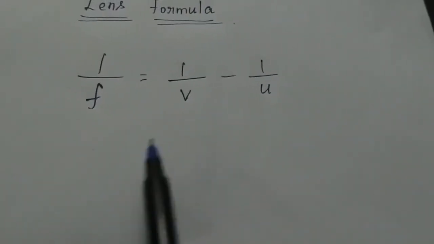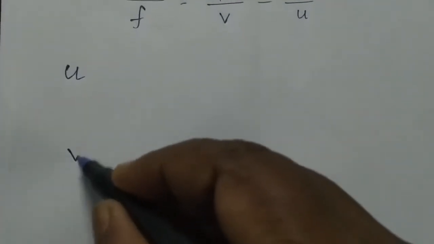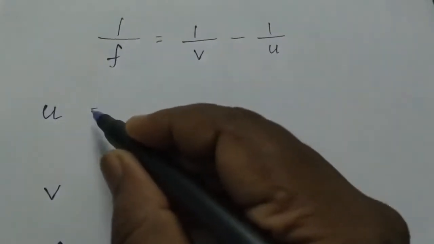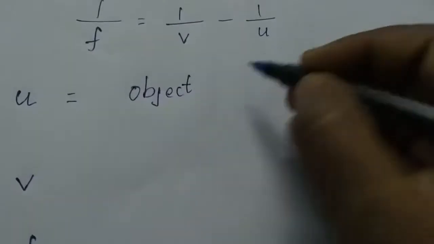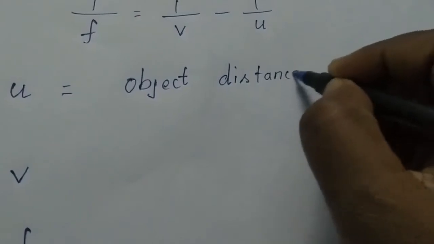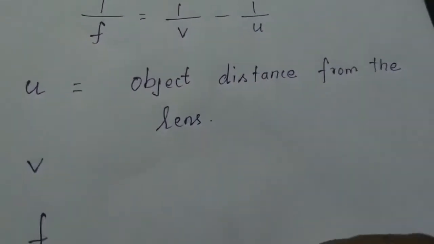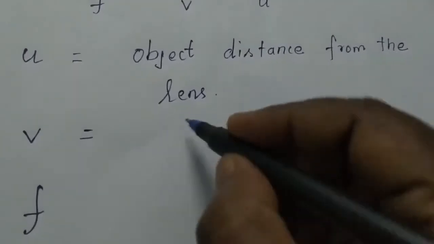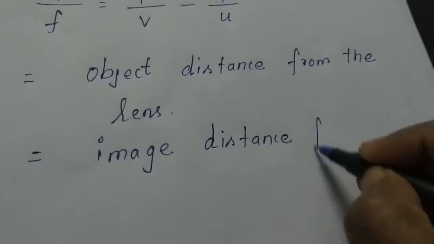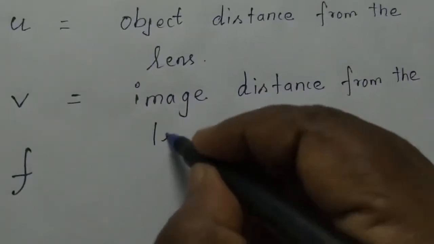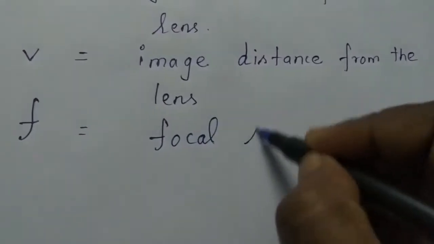Students, in this equation there are three unknown quantities: u, v and f. u represents the object distance from the lens, v represents the image distance from the lens, and f is the focal length of the lens.